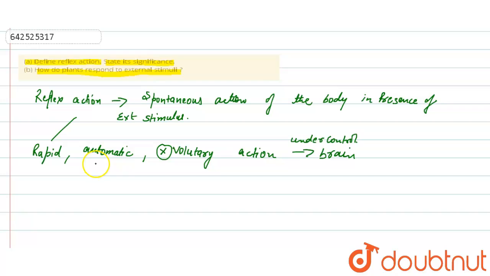Reflex actions are the actions which we perform without thinking to protect ourselves. Suppose, let's give some example. Coughing. Coughing is the best example. Coughing is a reflex action which clears our windpipe.